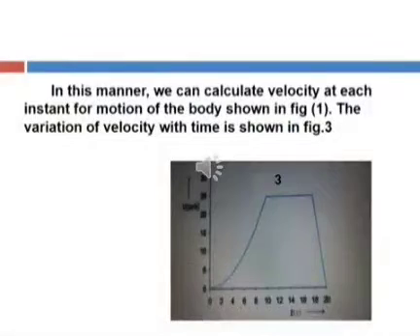In this manner, we can calculate the velocity at each instant of time for a moving body. We can show the variation of this velocity with respect to time by means of this graph, which is figure 3. It is the velocity-time graph.